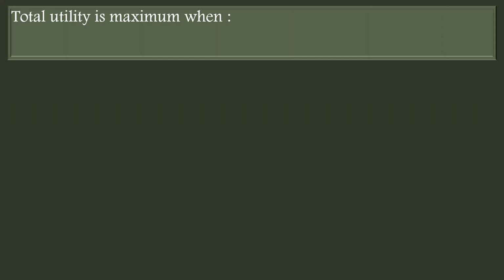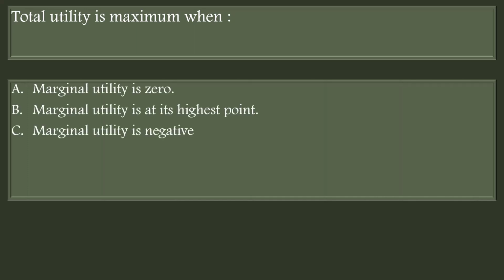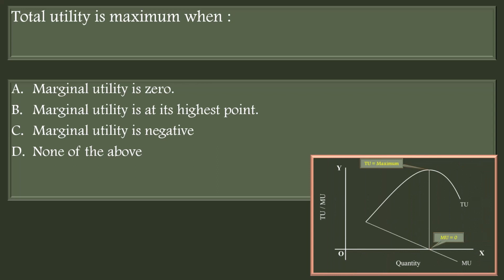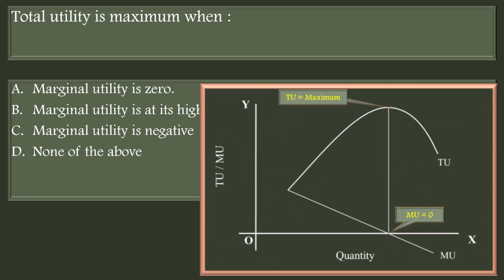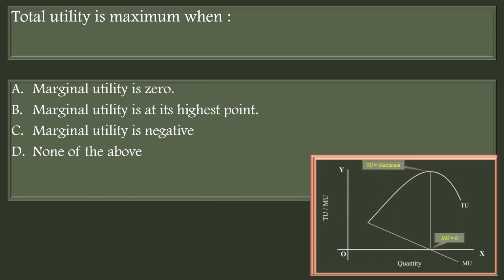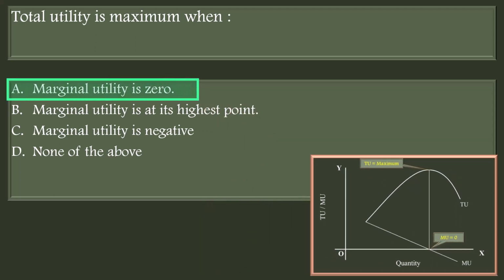Question 4. Total utility is maximum when, options. A. Marginal utility is 0. B. Marginal utility is at its highest point. C. Marginal utility is negative. D. None of the above. Look at this graph. Total utility is maximum when marginal utility is 0. Option A must be your answer.